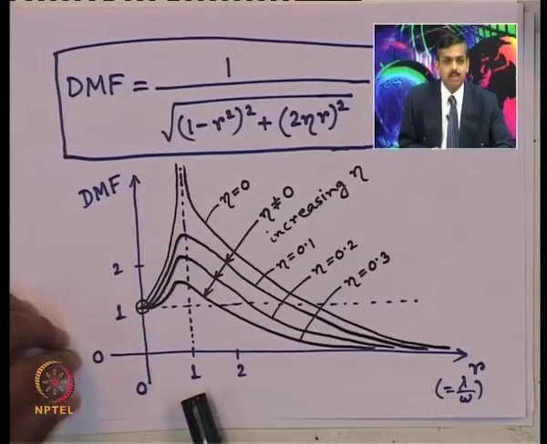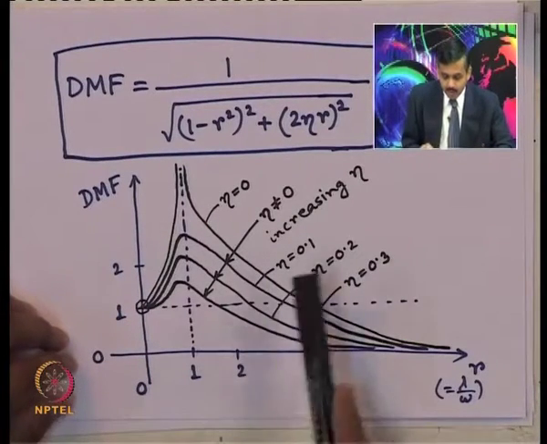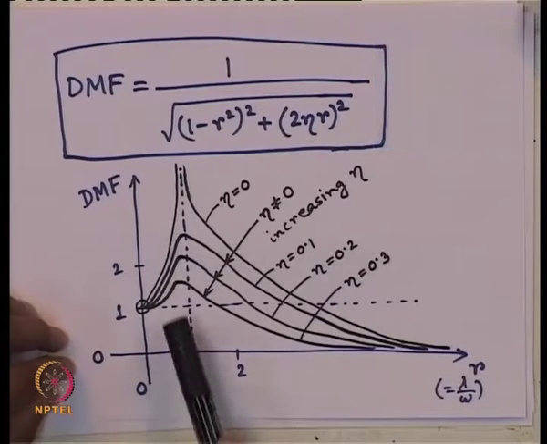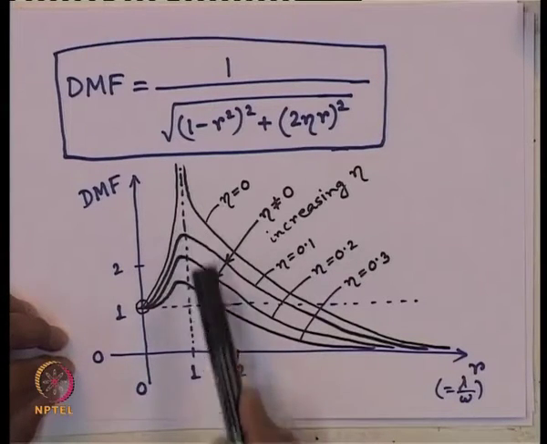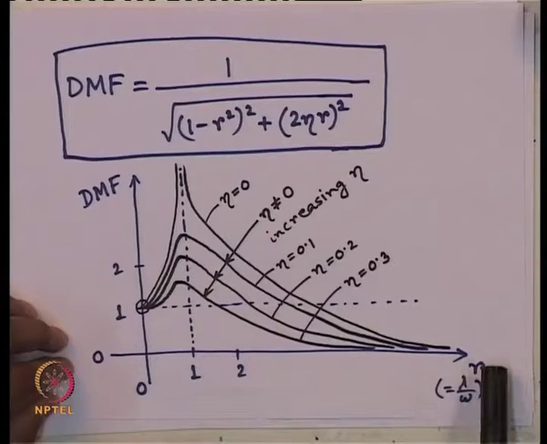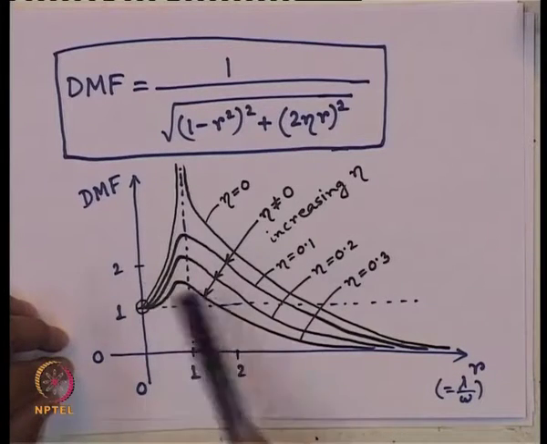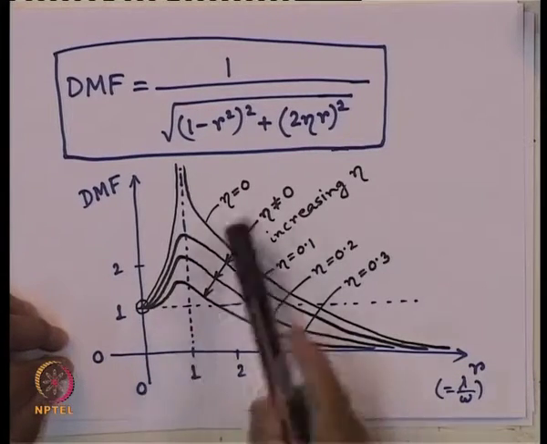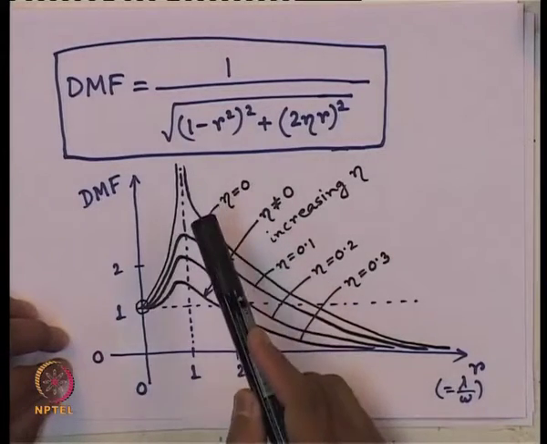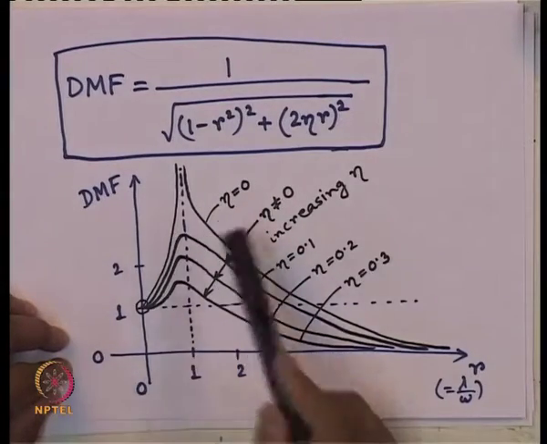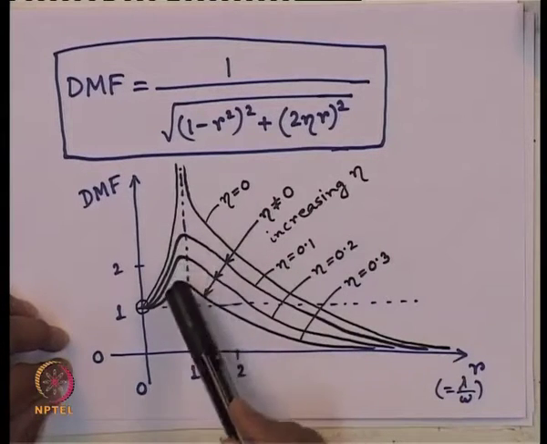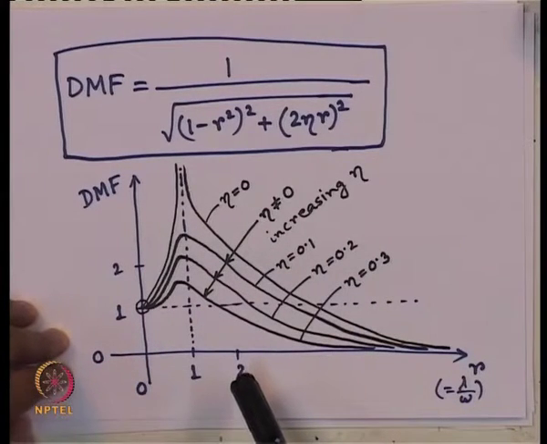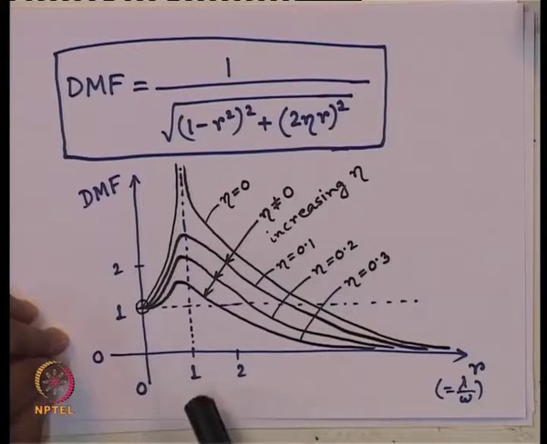So, that is why when eta equals 0, we get DMF as maximum, or it goes to infinity actually. But when eta is non-zero, there also we get some very high value of DMF at r equals 1, but those are not infinity. Infinity occurs only in the undamped case. In the damped case, it will be some high value of dynamic magnification factor. Now, at r equals 1, are those really the maximum points of DMF, or is it something else?